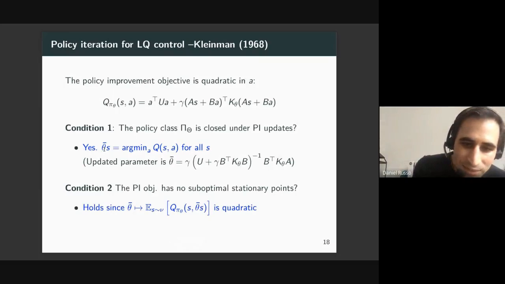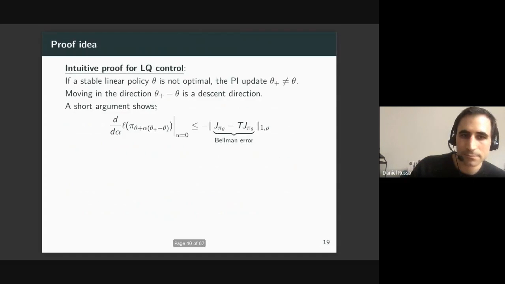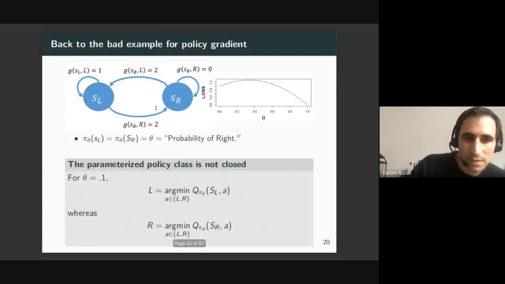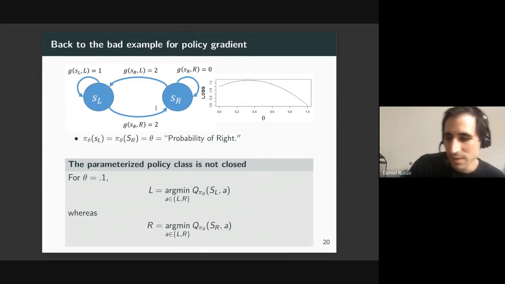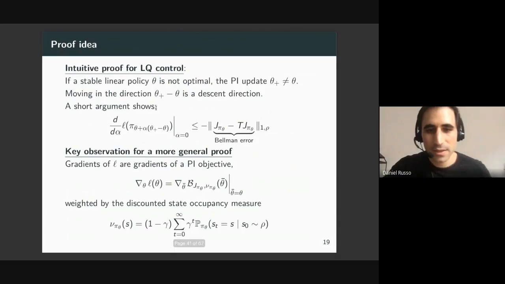Now, the second condition also holds here. Because this is a quadratic problem, the one-stage problem has no suboptimal stationary points. Okay. I'll sort of skip the proof since I'm running out of time.